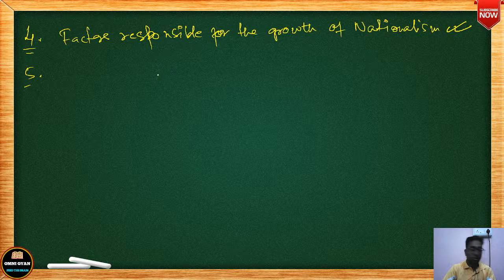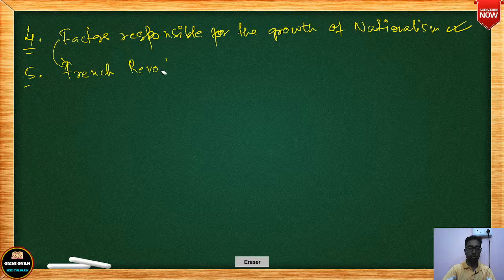Now there is French Revolution also. So a separate question may come on that. Elaborate on French Revolution. This is under factors responsible, okay? It will come under French Revolution only. But you separately study French Revolution also.